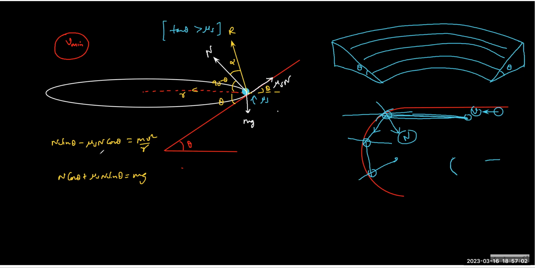And then no need to solve for N. You can take N common and divide. So if you divide, you will get v square by Rg equals sin theta minus mu s cos theta upon cos theta plus mu s sin theta. And this is basically V minimum, but okay, you can write it later on. So you got the answer? How much?